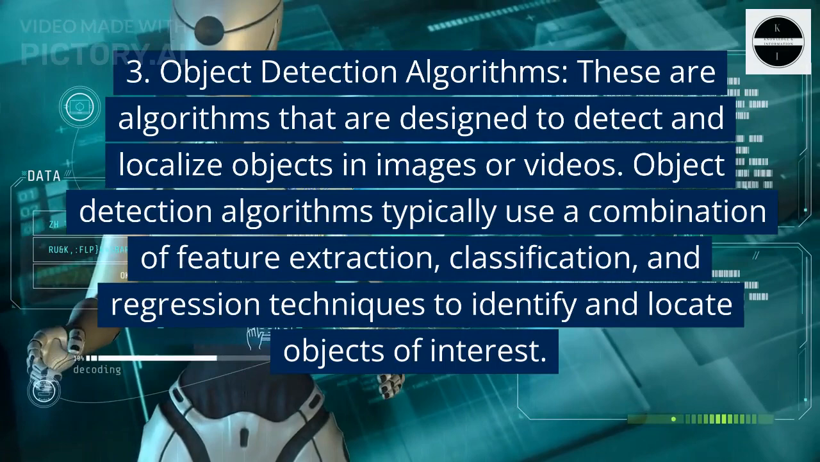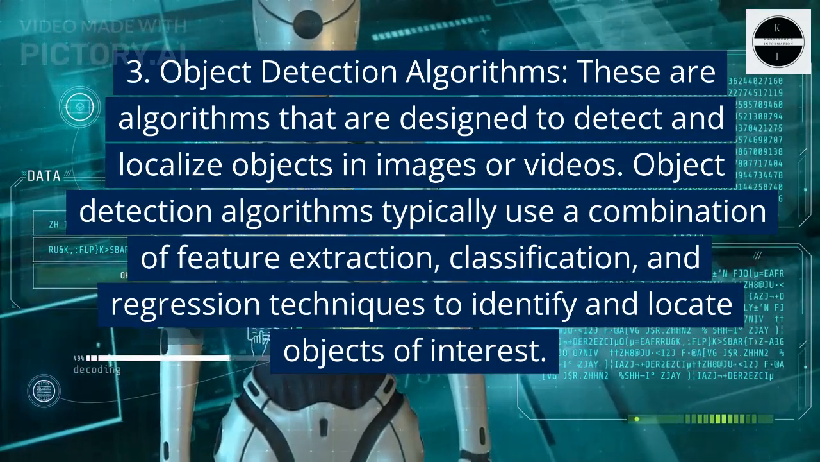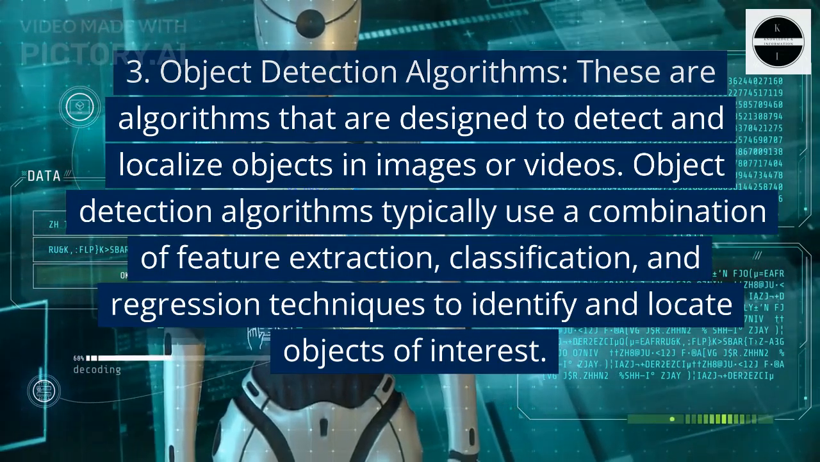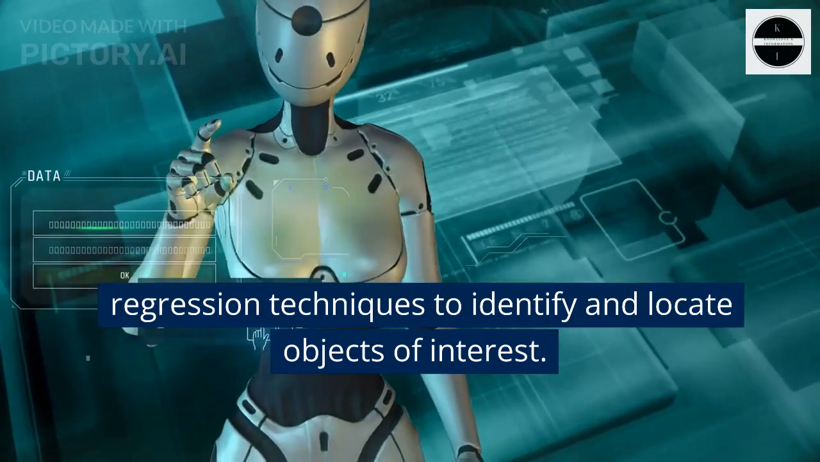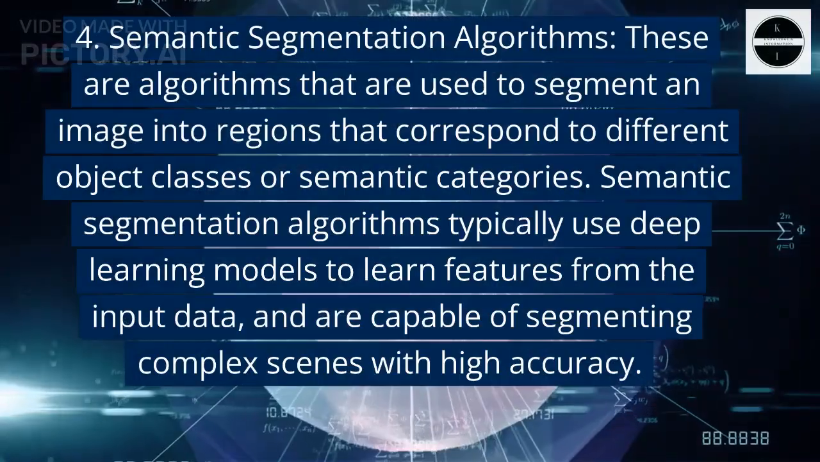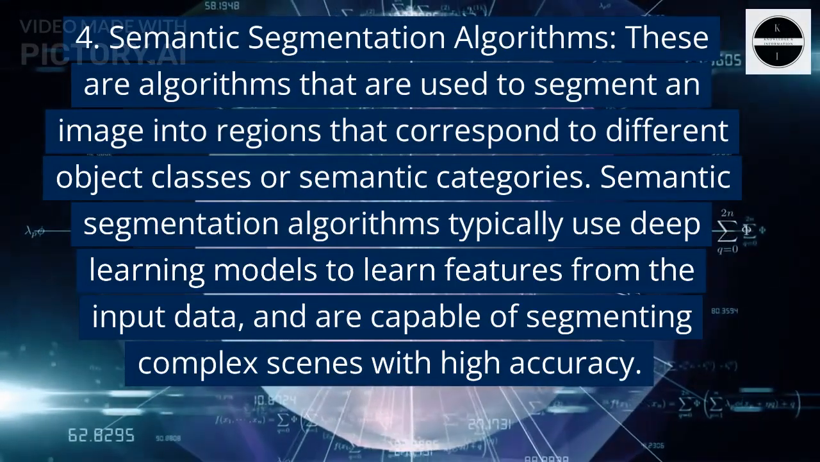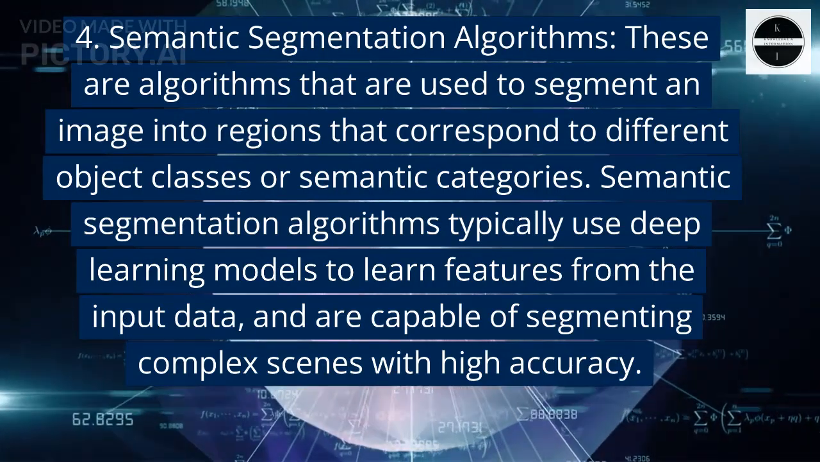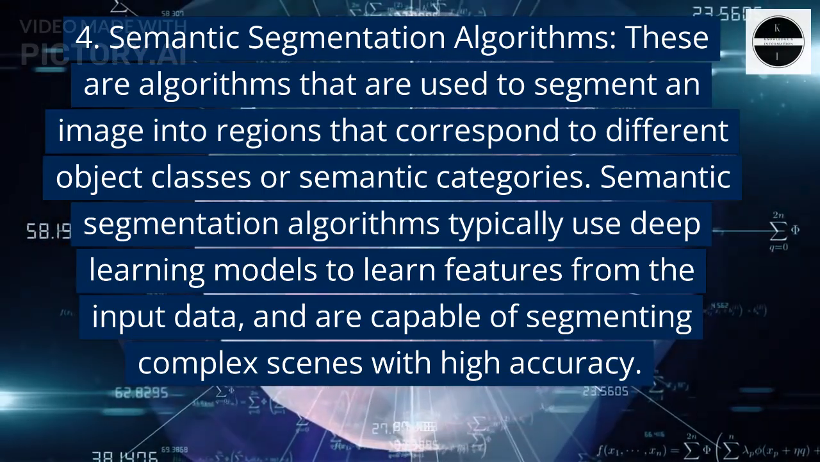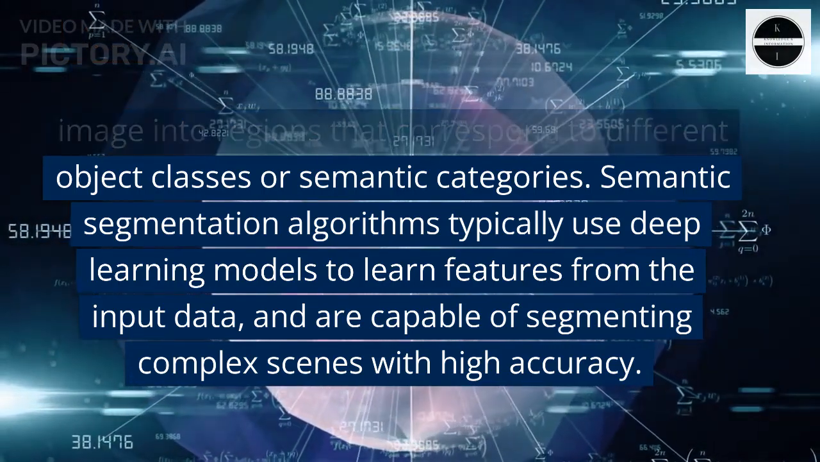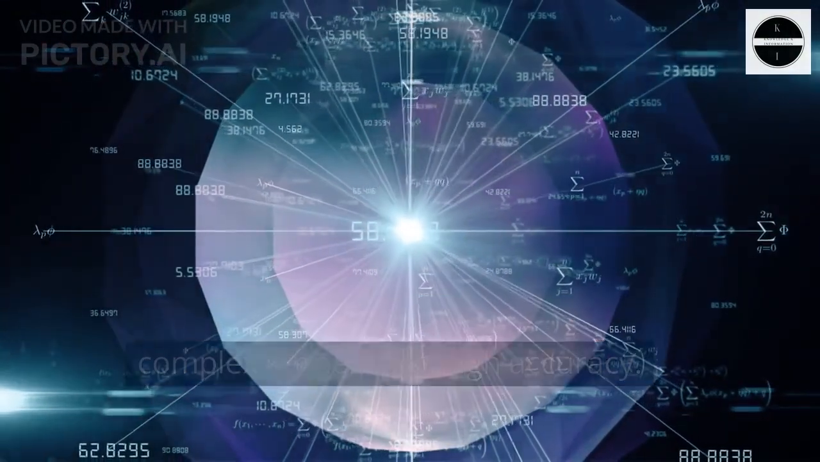These are algorithms that are designed to detect and localize objects in images or videos. Object detection algorithms typically use a combination of feature extraction, classification, and regression techniques to identify and locate objects of interest. 4. Semantic segmentation algorithms. These are algorithms that are used to segment an image into regions that correspond to different object classes or semantic categories. Semantic segmentation algorithms typically use deep learning models to learn features from the input data, and are capable of segmenting complex scenes with high accuracy.